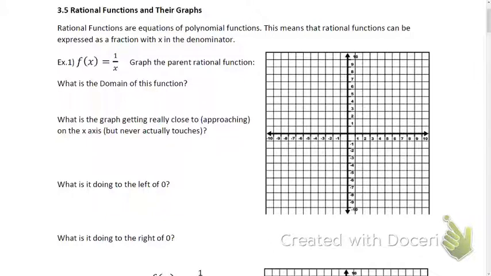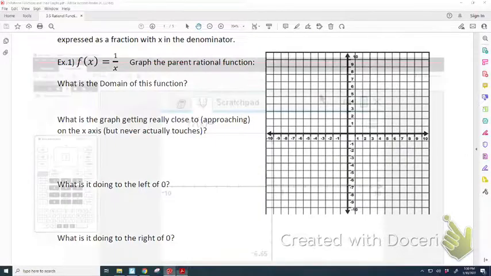So when we look at the domain of this function, we can plug in any number we want except 0, because if we plug anything else in, we're going to get a result. But if we plug in a 0, we get undefined. Another way to look at this is by looking at the graph. So let me back out of this and open up the graph.